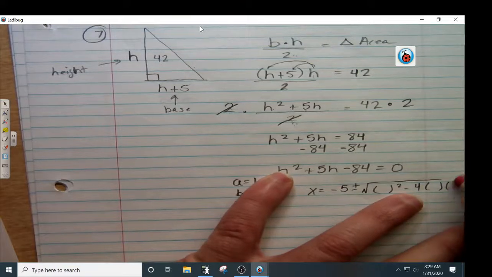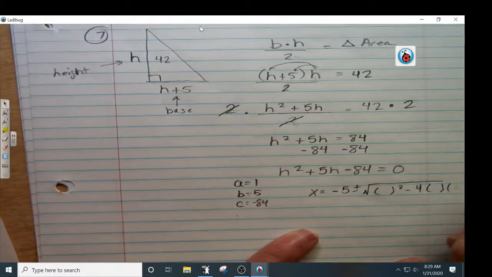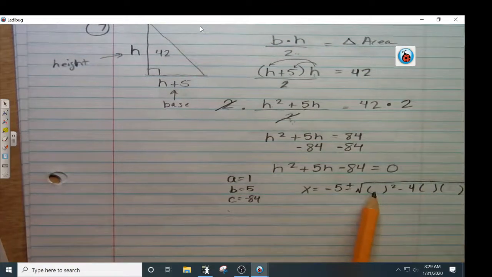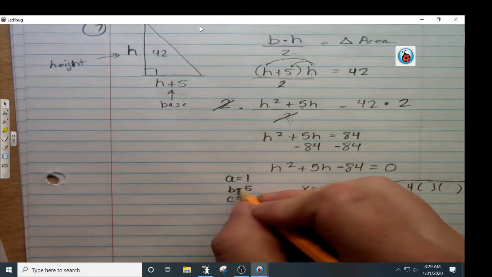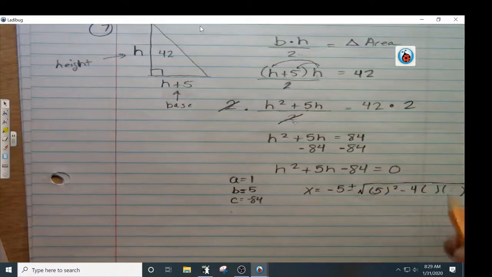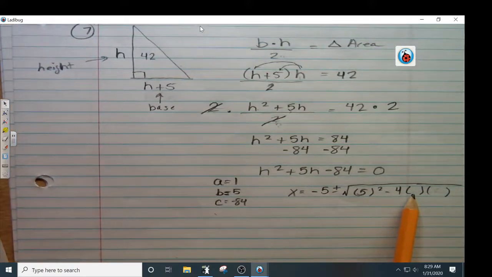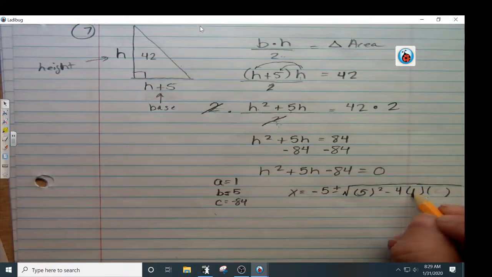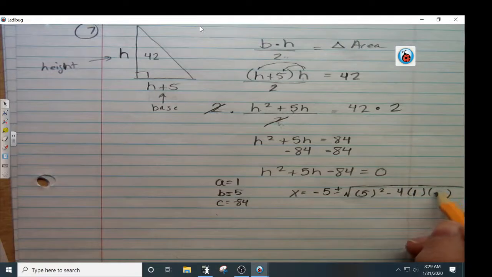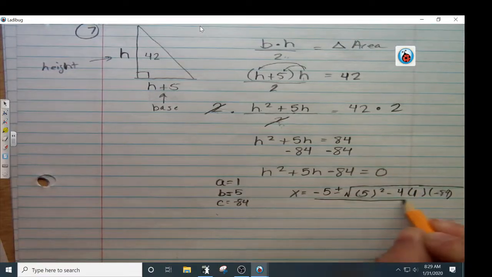Bo, I'm getting ready to ask you a question. What number goes here? Well, it is the B, but that is a positive 5, right? So that's 5. Gina, what goes right here? Yeah. It's 4 times A times C, right? So it's 1 and negative 84. All right? Over 2 times 1. Okay?